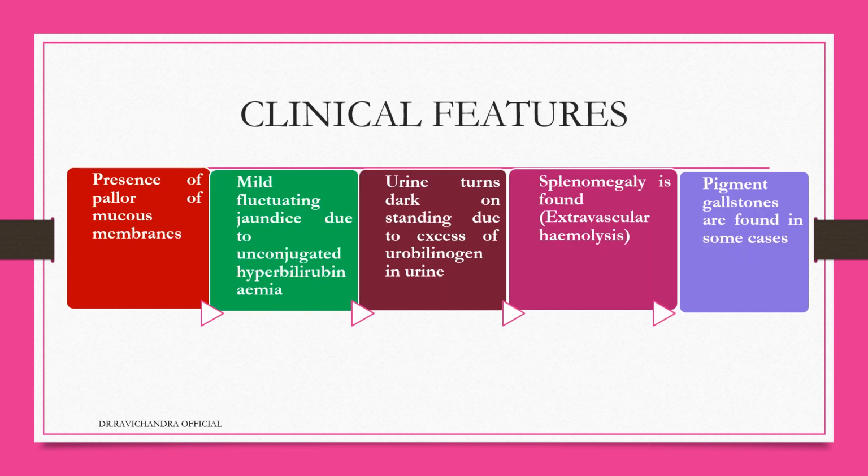Coming to the clinical features, as I said earlier, there will be anemia, so there will be pallor, there will be jaundice, which is mild, fluctuating, due to unconjugated hyperbilirubinemia, and the urine turns dark on standing due to excess of urobilinogen in the urine. Splenomegaly is found as a result of extravascular hemolysis, and there will be pigmented gallstones found in few cases.